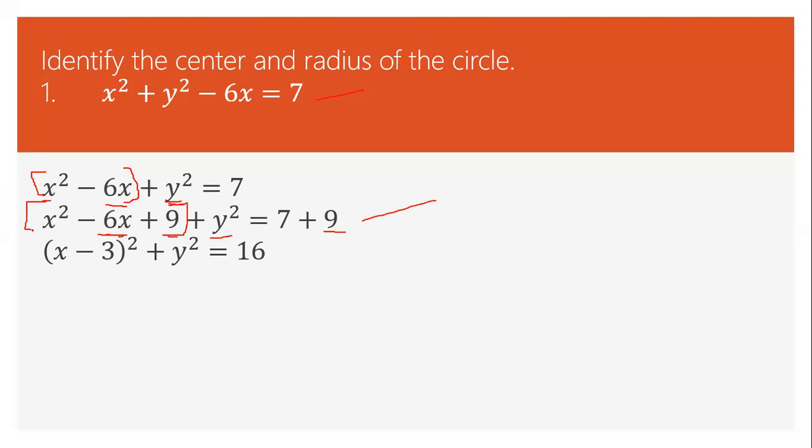So to determine the factor of this, just divide the coefficient of x by 2. So 6 divided by 2 is 3. So the factor is 3. Just copy the sign: x minus 3 quantity squared plus y squared equals, 7 plus 9 is 16.